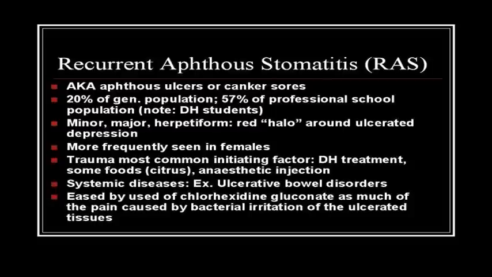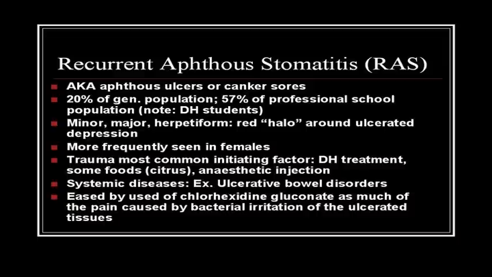Recurrent aphthous stomatitis, or RAS, is one of the most commonly seen oral conditions. It presents as an ulcer or canker sore anywhere within the oral cavity and is also referred to simply as an aphthous ulcer. 20% of the general population and 57% of professional school population, please note dental hygiene students, will suffer from this condition. RAS are classified as either minor, major, or herpetiform and present as an ulcerated depression with a red halo surrounding them. These lesions are seen more frequently in females.